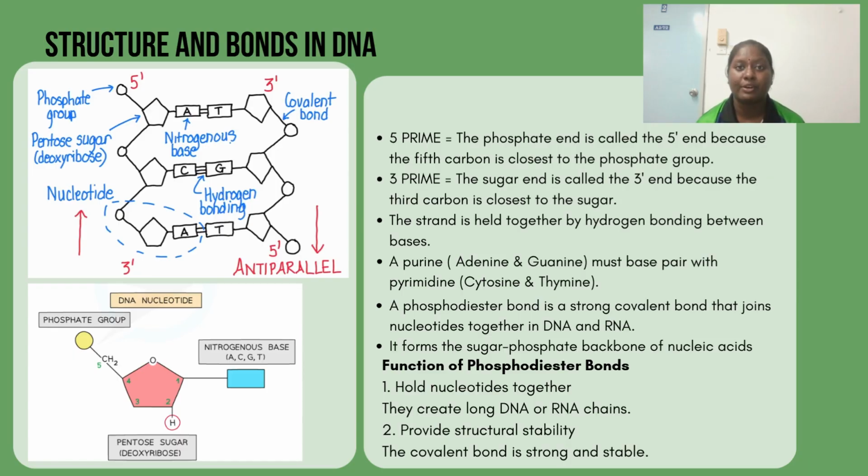A phosphodiester bond is a strong covalent bond that joins nucleotides together in DNA and also in RNA. It forms the sugar-phosphate backbone of nucleic acids. As we can see in the picture given, the adenine and thymine base pair have 2 hydrogen bonds, while the cytosine and guanine base pair have 3 hydrogen bonds, and the strands are antiparallel to each other. The function of phosphodiester bonds is to hold nucleotides together and also to provide structural stability.